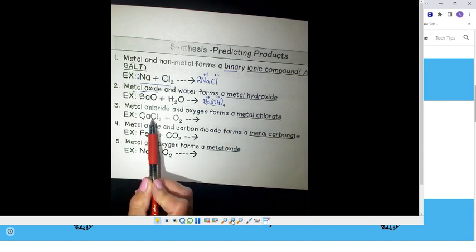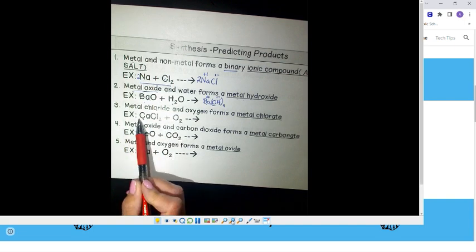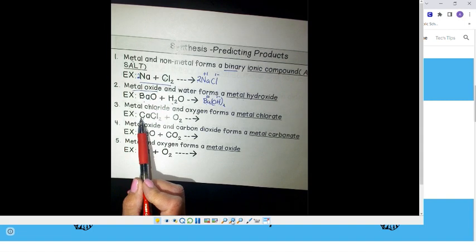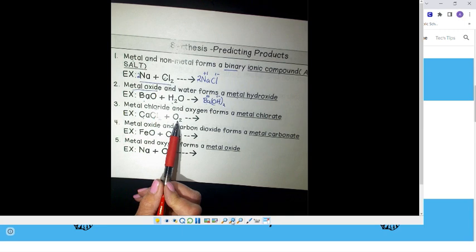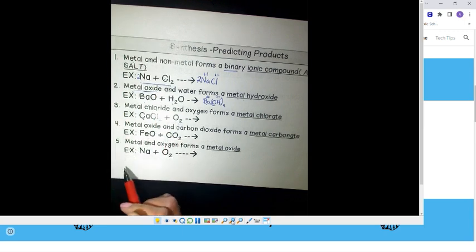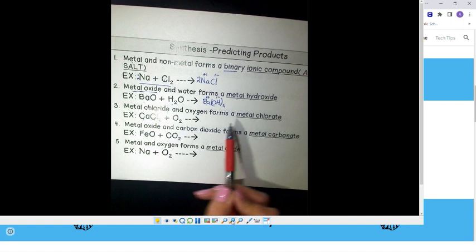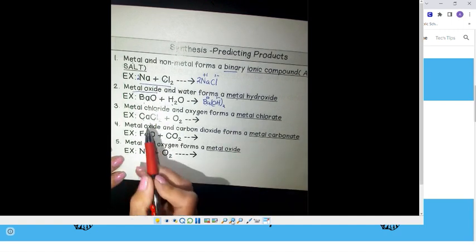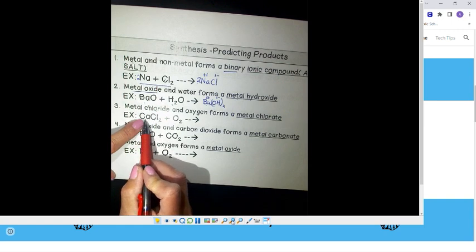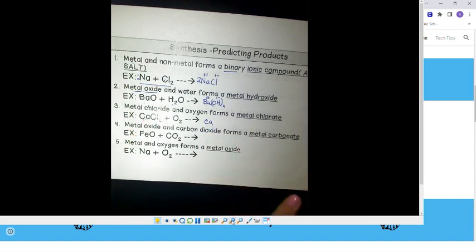So a metal chloride and oxygen, technically what kind of reaction is this if it is combining with oxygen? It's really combustion, right? That's why we're not adding all the extras to combustion, because they're basically right here. Okay, so if we have a metal chloride and it's combining with oxygen, we're always going to get a metal chlorate. So I take the metal that I have on my reactant side and I take it over to my product side. So that's calcium.